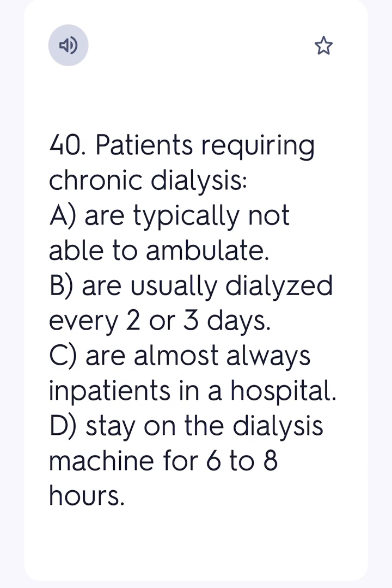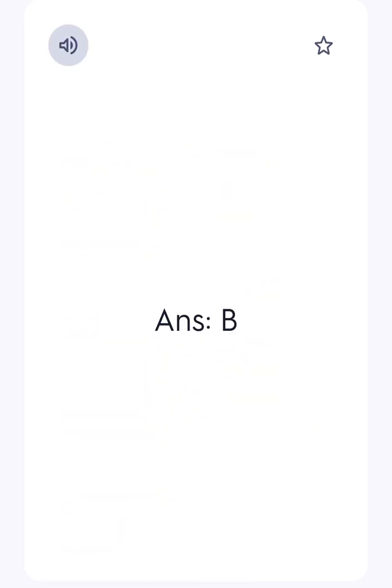40. Patients requiring chronic dialysis, A. are typically not able to ambulate, B. are usually dialyzed every 2 or 3 days, C. are almost always inpatients in a hospital, D. stay on the dialysis machine for 6 to 8 hours. Ans, B.